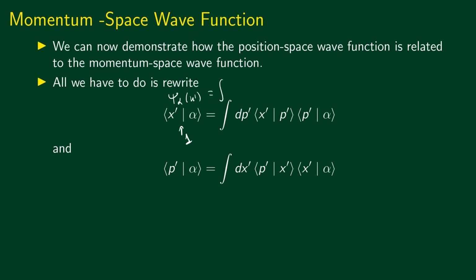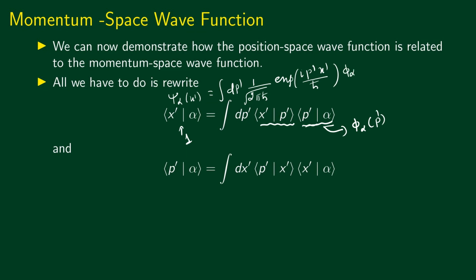This is equal to integral dp prime. That comes from the identity operator, and we have bra x prime ket p prime and bra p prime ket alpha. Bra x prime ket p prime we have already found: this is 1 divided by square root of 2 pi h bar exponential i p prime x prime divided by h bar. And bra p prime ket alpha is the momentum space wave function of ket alpha, phi alpha of p prime.